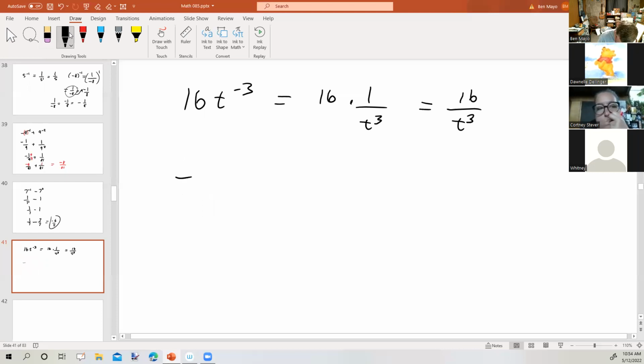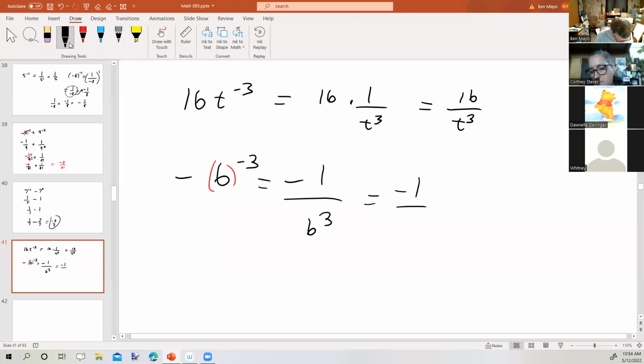How about this? Negative 6 to the negative 3 power. Again, here the base is just the 6. So this is like negative 1 over 6 cubed, which is negative 1 over, I think 6 cubed is 216. Let's see here. 6 times 6 times 6. Yeah, 216. All right with this?